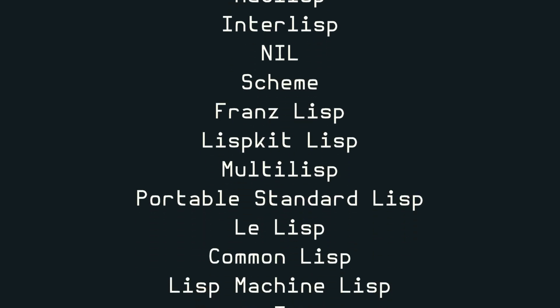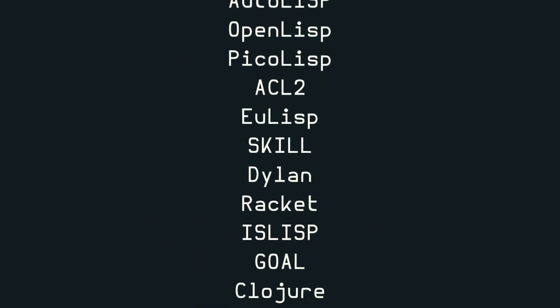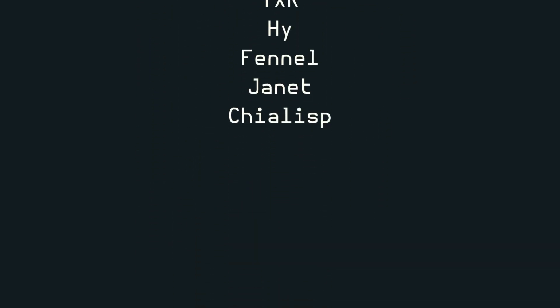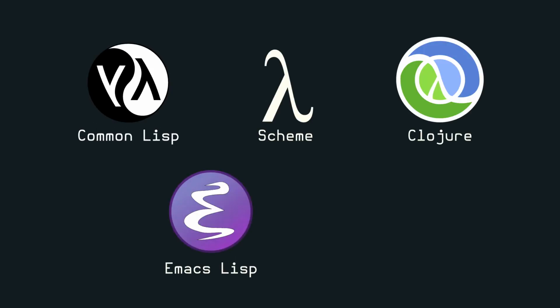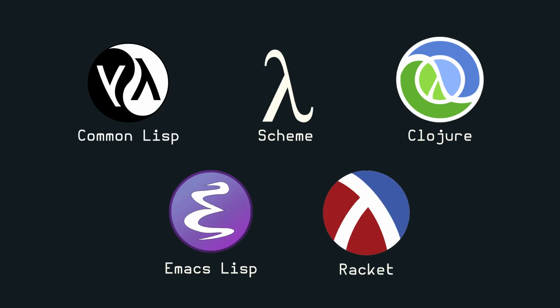Unfortunately, popularity of Lisp declined somewhat by the 1990s, partly due to the fact that it was incredibly fragmented. There wasn't one Lisp, there were a lot of languages based on it, so-called Lisp dialects. Today, the most popular Lisp dialects are Common Lisp, Scheme, Clojure, Emacs Lisp, and Racket. We will be focusing on Scheme in this tutorial series.